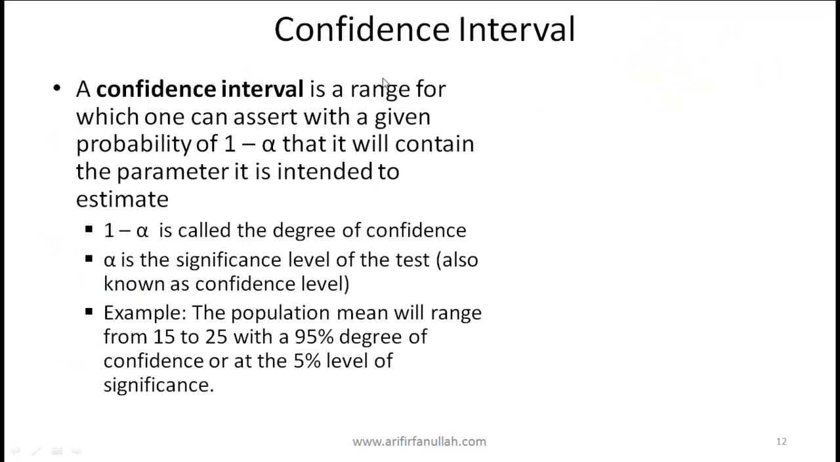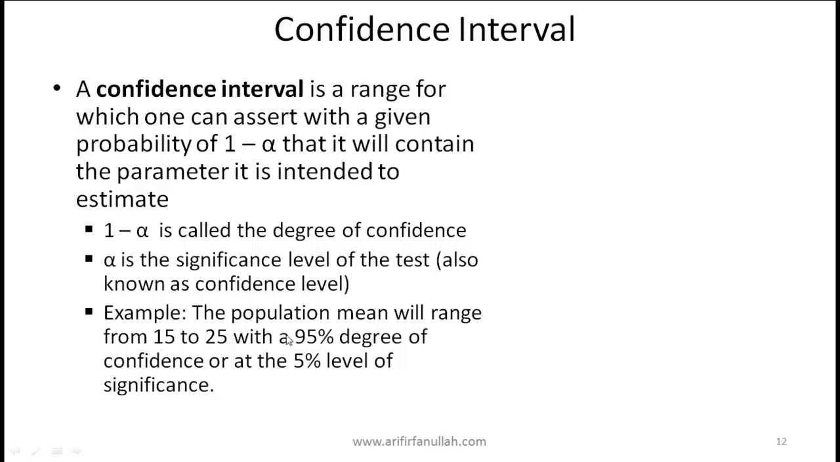Now let's talk about the concept of confidence interval. We've seen this briefly in the previous lectures, but nevertheless, a confidence interval is a range for which one can assert with a given probability of 1 minus alpha that it will contain the parameter it is intended to estimate. 1 minus alpha is called the degree of confidence. Alpha is the significance level of the test, sometimes referred to rather confusingly as the confidence level.